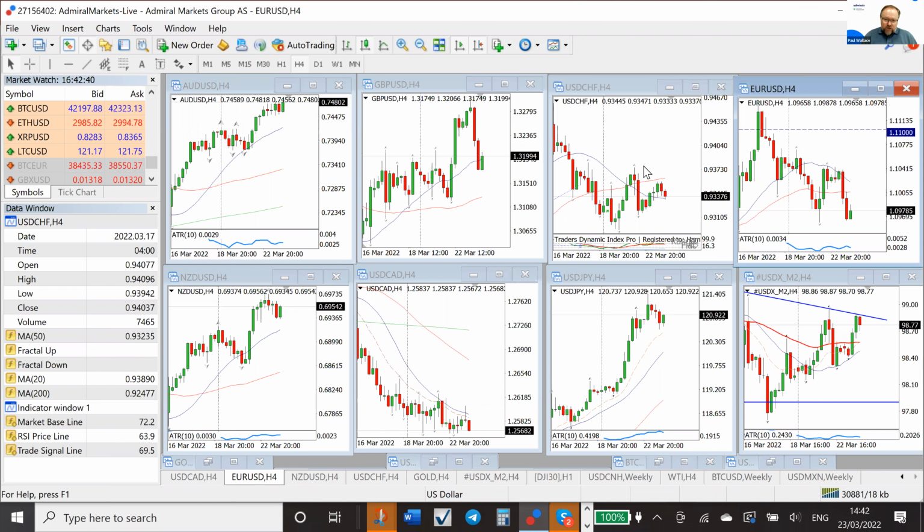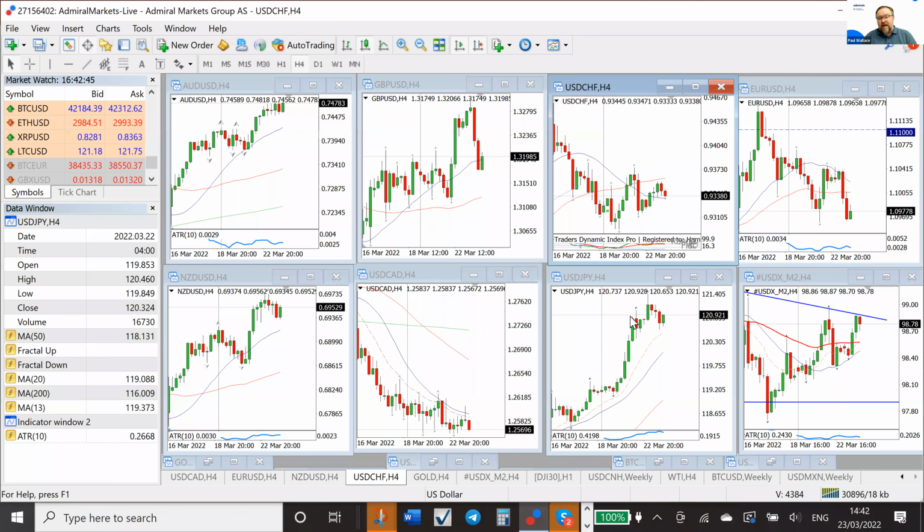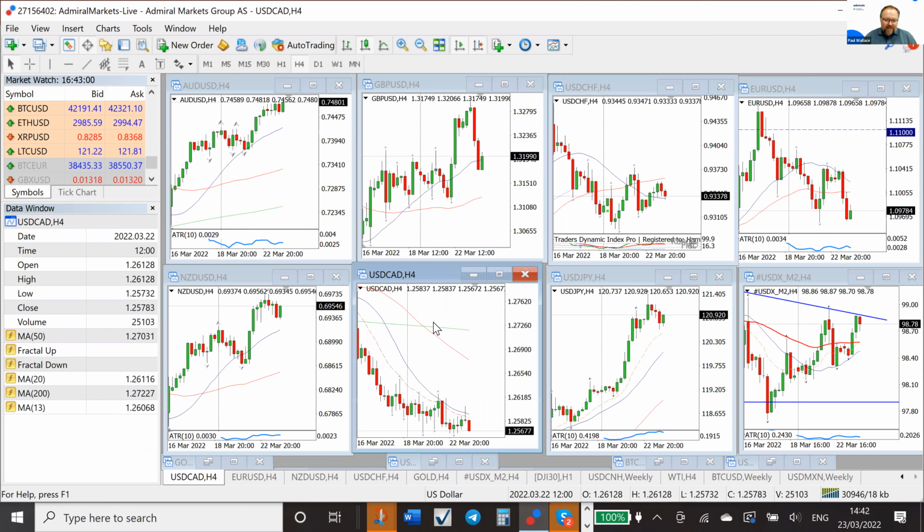But then also we'll have the US dollar Swiss franc, and the US dollar Japanese yen. These two, the Swiss franc and the Japanese yen, are safe havens. So when I see money pouring into them, that gives you an understanding of the kind of risk on, risk off sentiment and mentality. I have the pound against the US dollar here, and the US dollar against the Canadian dollar here.